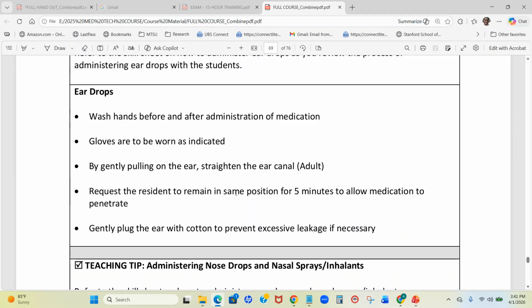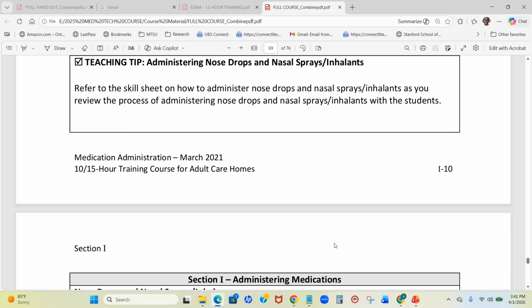Wash hands before and after administration of ear drops. Always put on your gloves. If it's an adult, gently pull on the ear to straighten the ear canal. Request the resident to remain in the same position for 5 minutes to allow the medication to penetrate. Okay, they shouldn't move about after that. Gently plug the ear with cotton to prevent excessive leakage if necessary.